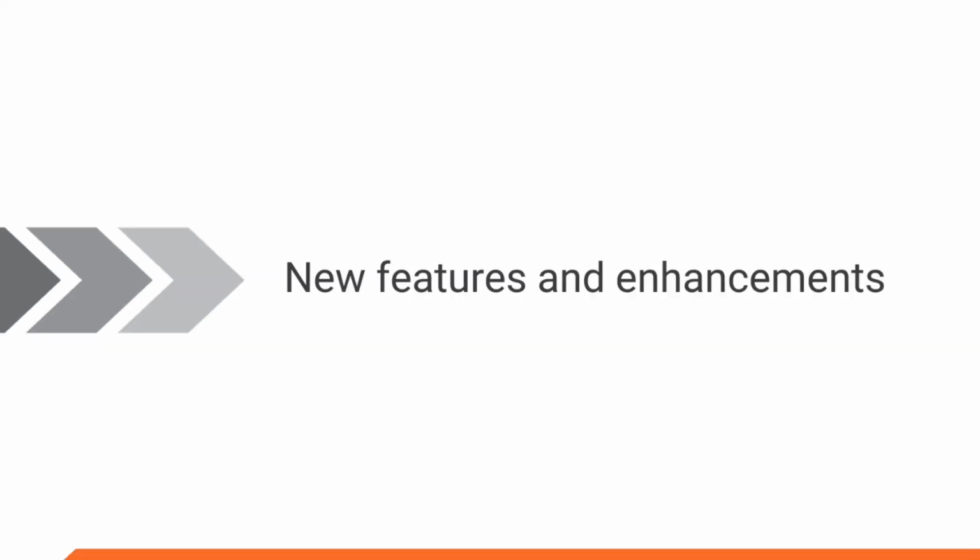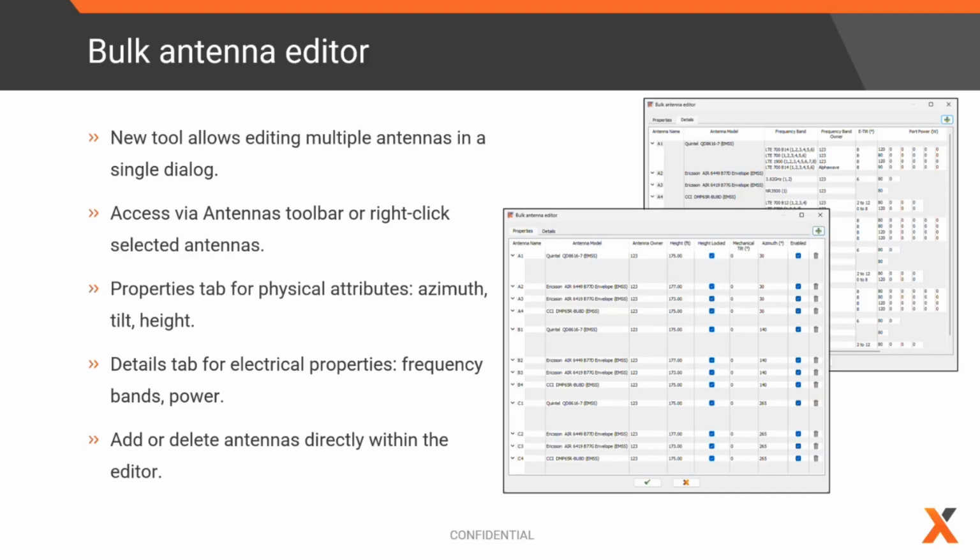Okay, so let's dive into each of these features, starting with the bulk antenna editor. So this is a big feature. Previously, if you needed to modify multiple antennas, you had to edit each one individually. Sometimes that was time consuming on large sites. Now you can access the bulk antenna editor from the antennas toolbar or by right-clicking a selection of antennas. I will demonstrate this later.